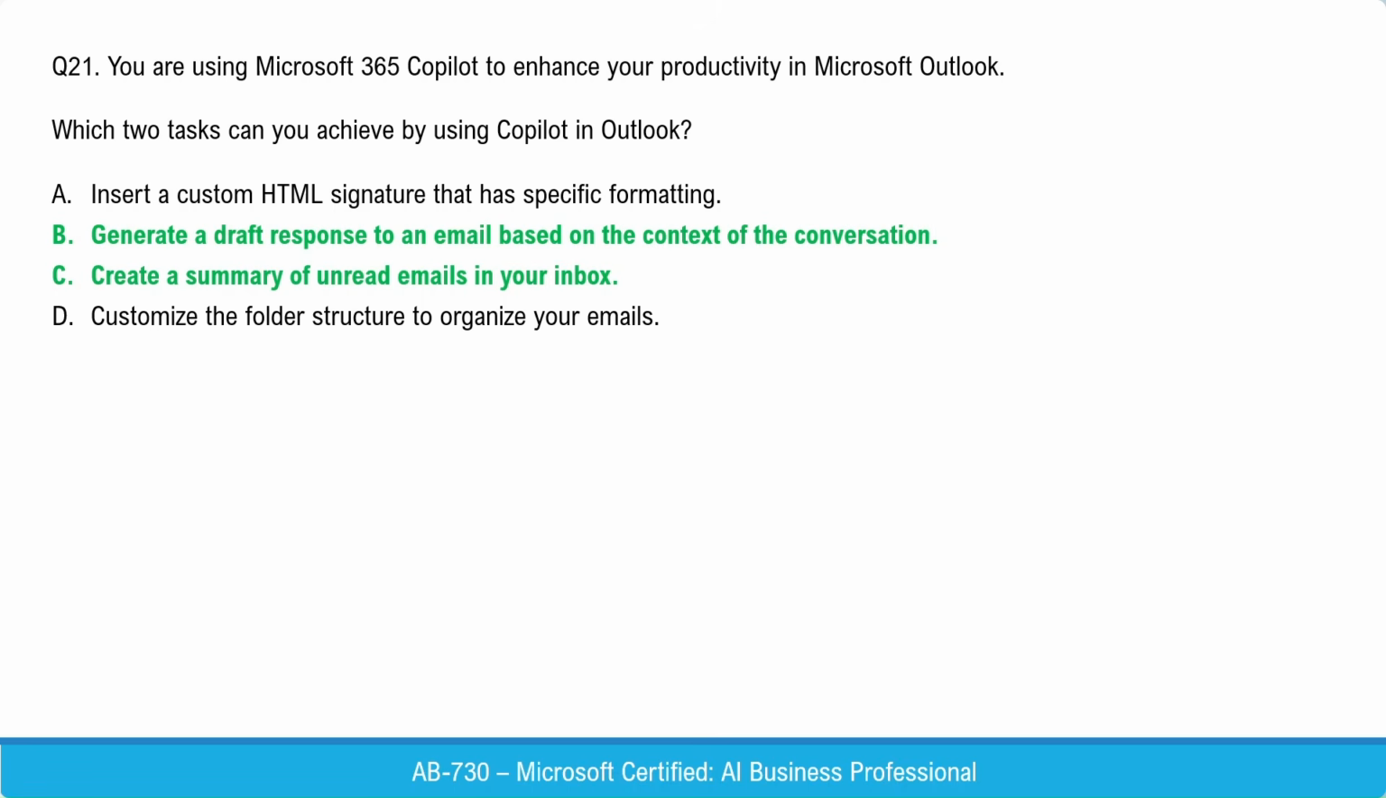First of all, let's understand what Copilot can do in Microsoft Outlook. Copilot is designed to improve productivity by helping you manage emails more efficiently, especially when it comes to understanding and responding to messages. Option B says generate a draft response based on the context of the conversation. This is correct. Copilot can read the email thread and automatically create a reply that fits the context, saving you time. Option C says create a summary of unread emails. This is also correct. Copilot can summarize multiple emails so you can quickly catch up on what's important.